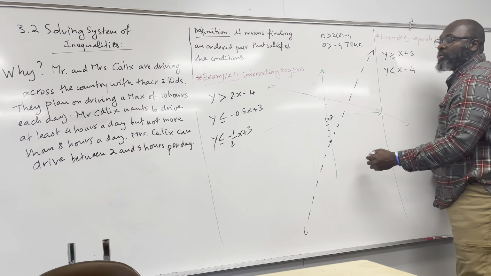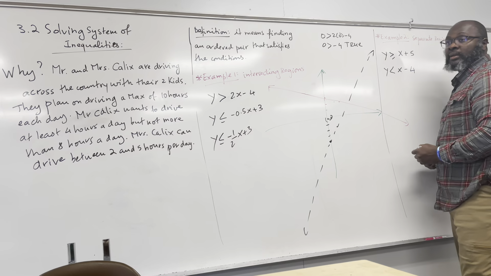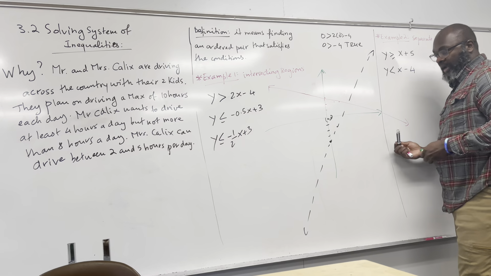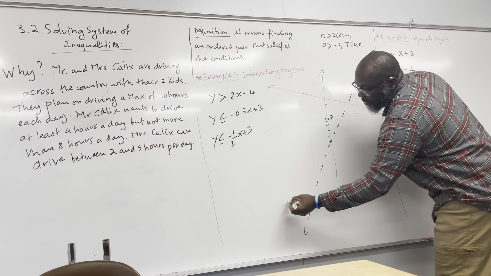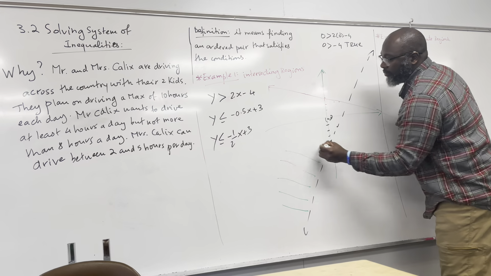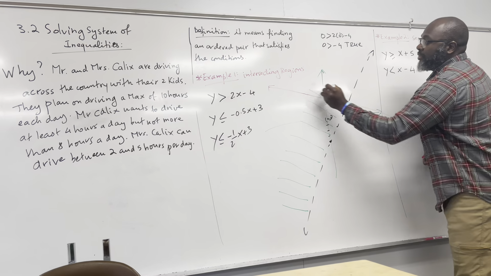So because this is true, am I going to shade here, or am I going to shade this side? You're going to shade the side with 0, 0. Right. I'm going to shade the 0, 0 side. So I'm going to go bing, bing, bing, bing, bing. You shade the side that's true, right? Yeah, the true side is what you shade, right?